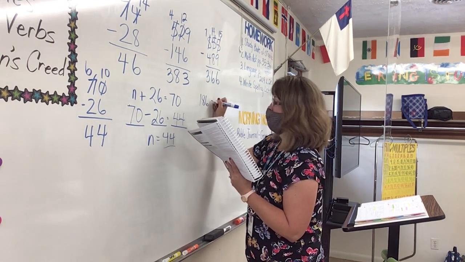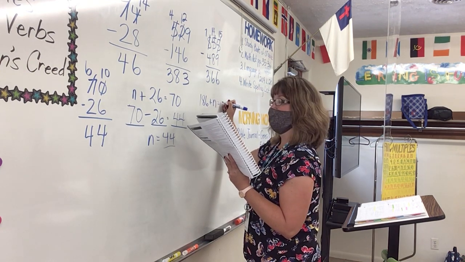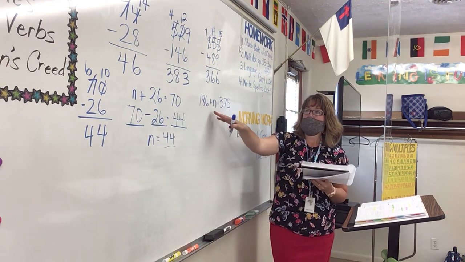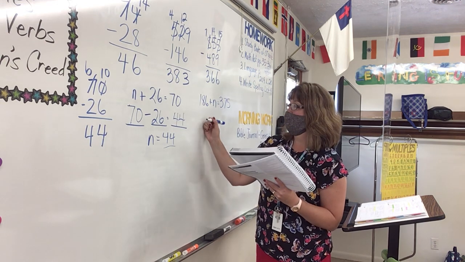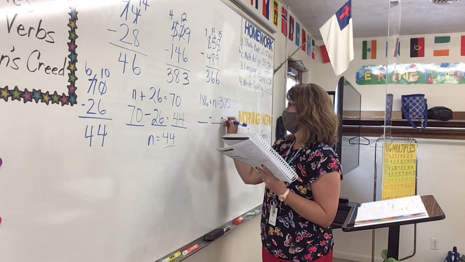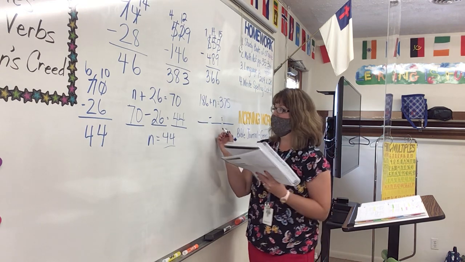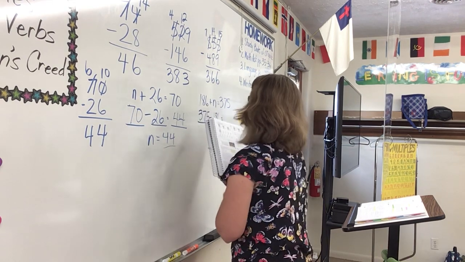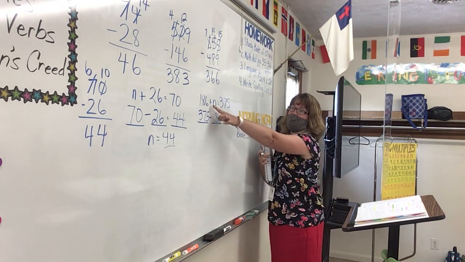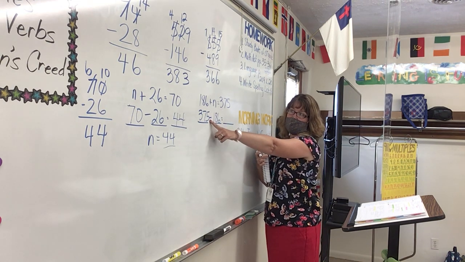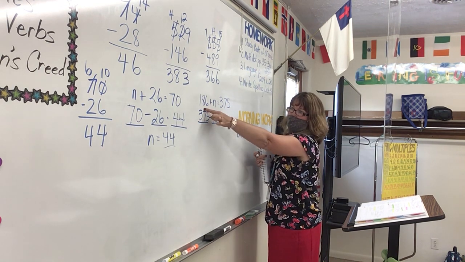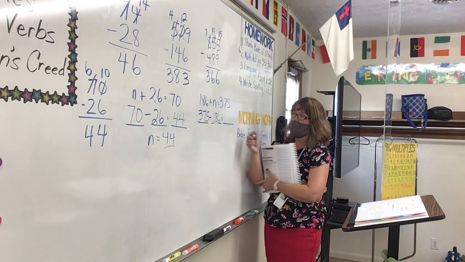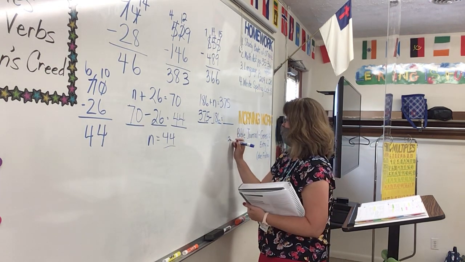186 plus n equals 375. So to solve for n, what do we need to do? You need the opposite of addition, which is subtraction, and I'm gonna take this number and this number. So 375 minus 186, and we need to do the math over here.